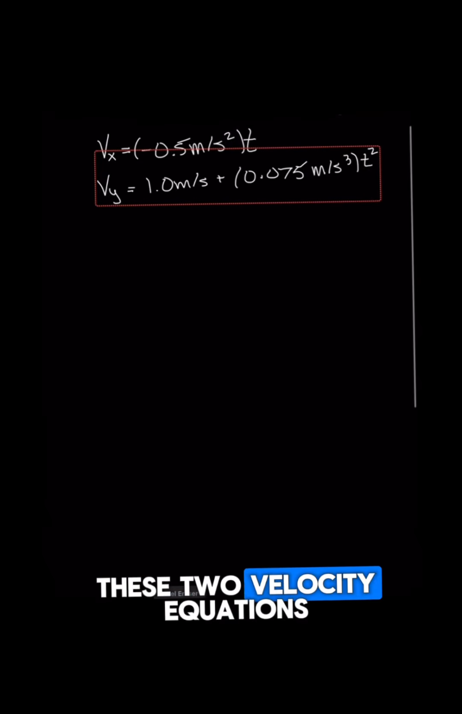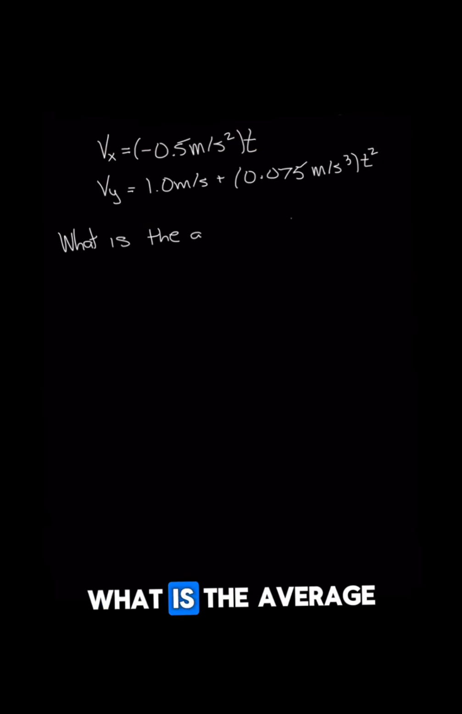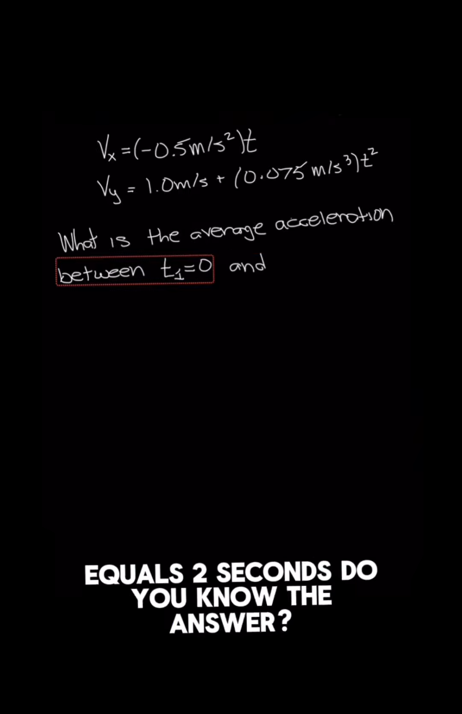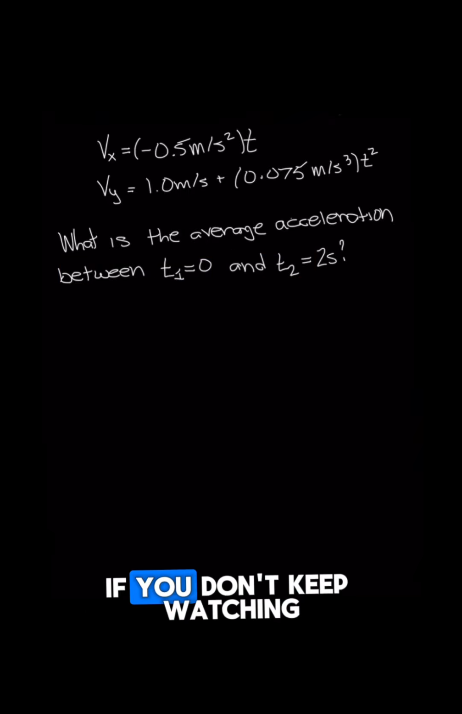Let's say you're given these two velocity equations, and you're given the question, what is the average acceleration between t1 equals 0 and t2 equals 2 seconds? Do you know the answer? If you don't, keep watching this video.